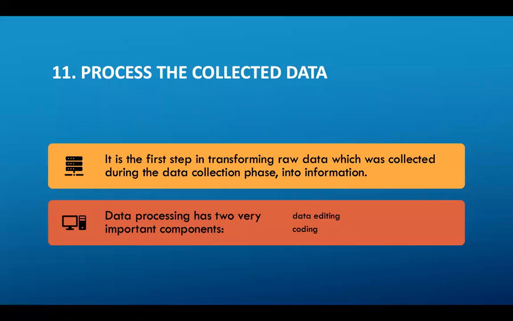Then number 11, you have to process the collected data. Data processing is a very important phase in the research process because it is the first step in transforming raw data, which was collected during the collection phase, into information. Data processing has two very important components: data editing and data coding.